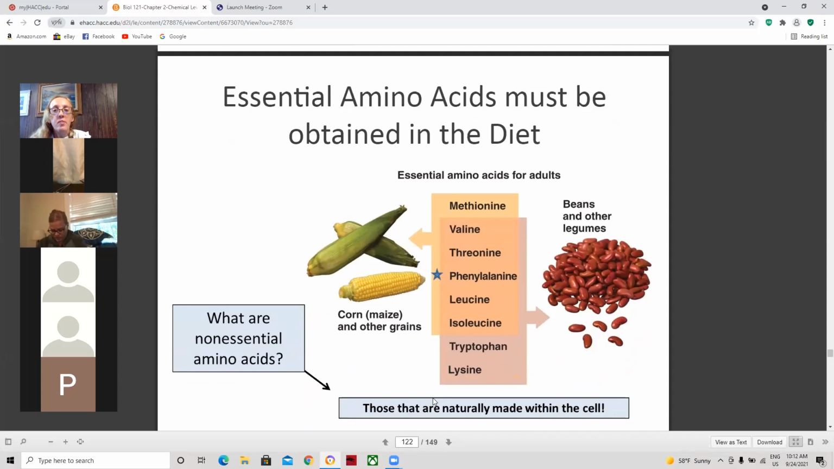We have certain amino acids that our body does not synthesize. And these are essential amino acids that need to be obtained in the diet. And they are included in this list. Non-essential amino acids are those that are made naturally within the cell. So essential amino acids have to be obtained from the diet.